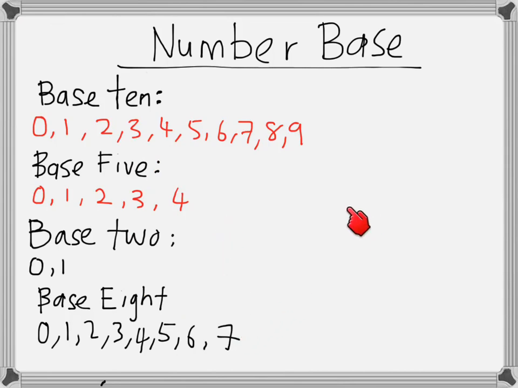So when the question asks about base 8, you must understand that base 8 is formed by these 8 digits. When the question asks about base 2, it is formed by these 2 digits. For example, for base 2, you can always see something like 101101 base 2. From this number, you can know that you can never see a digit more than 1. The maximum is 1, and 0 only.